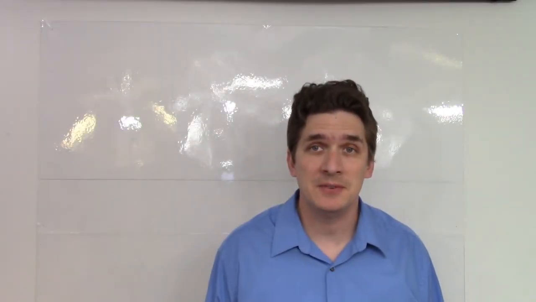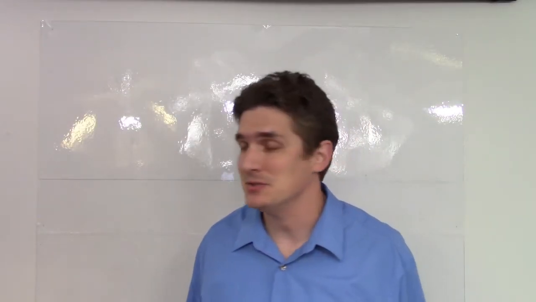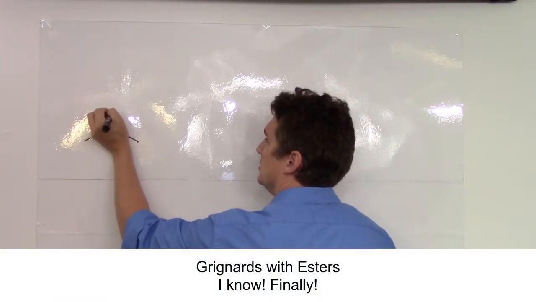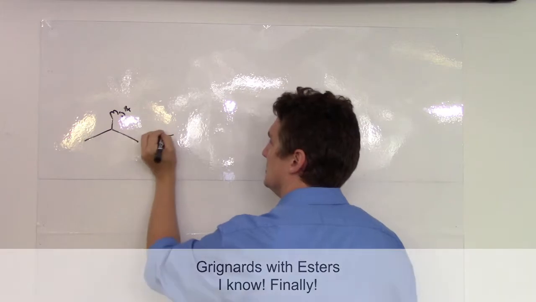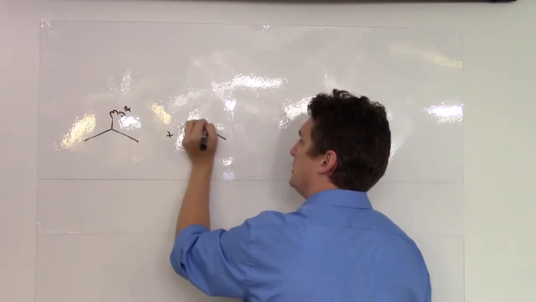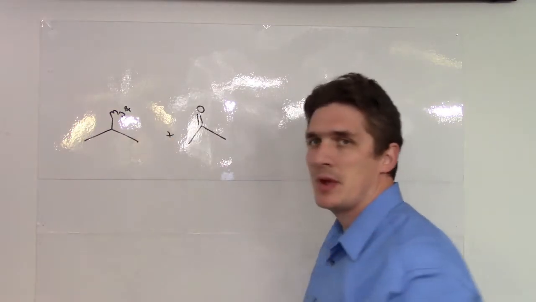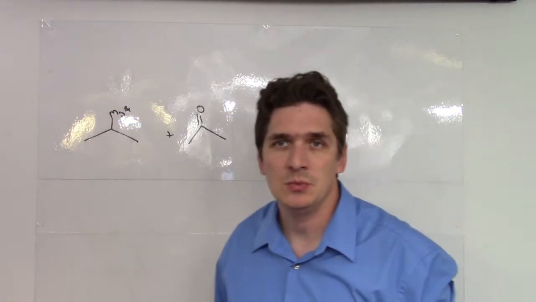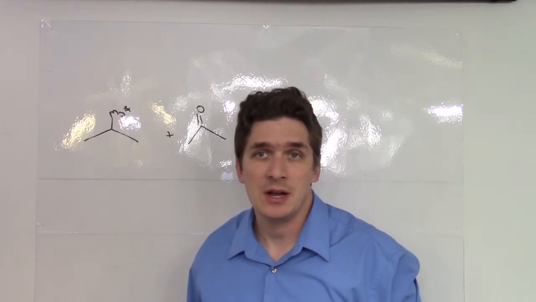Okay, so let's talk about a fun one, and this is Grignards with esters. Now, do you like this isopropyl Grignard? If I asked you what the reaction was of this compound, dimethyl ketone, with this Grignard, what would you get? You would say, well, I'm going to get a tertiary alcohol.